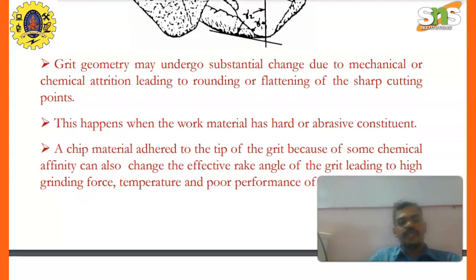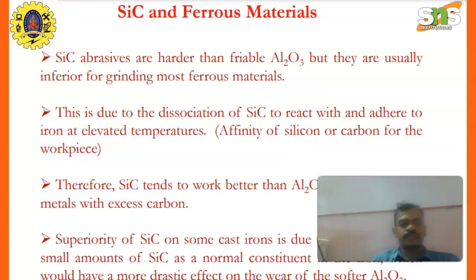Chip material adhering to the tip of the grit because of some chemical affinity can also change the effective rake angle of the grit, leading to high grinding force, high temperature, and poor performance of the grinding wheel.